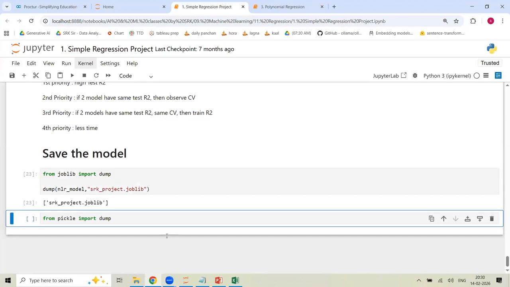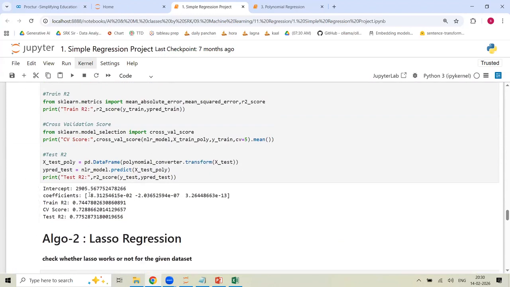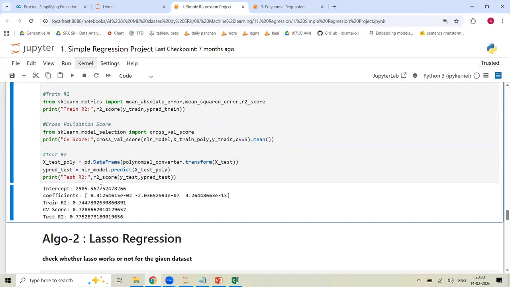Sir, model save means what, sir? What will you save? Coefficients. What is the coefficient values here? Three coefficient values are there along with the one intercept value. This one only will be saved. Point is clear now, everyone?